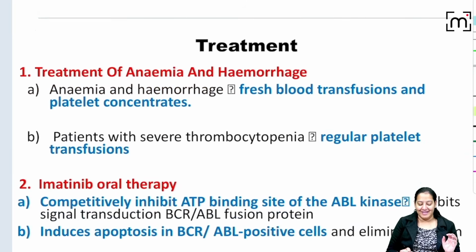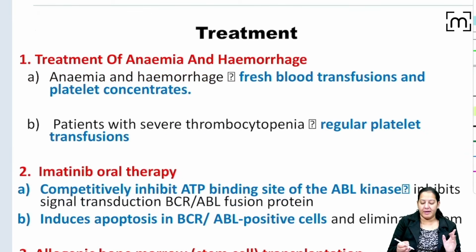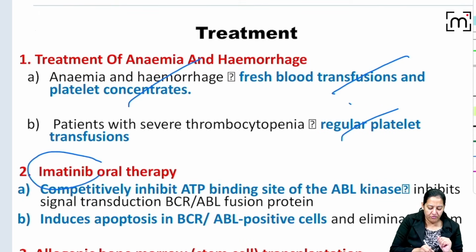What is the treatment? For the treatment, you can give supportive treatment, like if the patient is having anemia, give blood transfusion. If the patient is having thrombocytopenia or bleeding, you can give platelet concentrate, right? You can give regular platelet concentrate also. The main drug here is imatinib. Imatinib is going to be the main drug here.